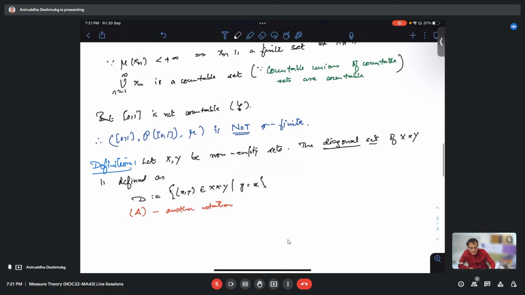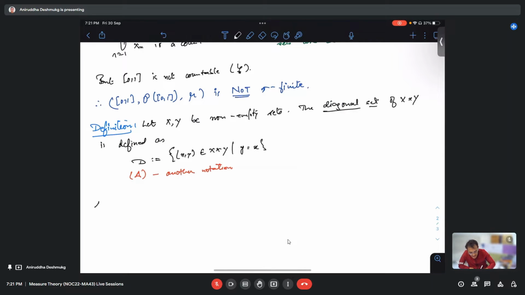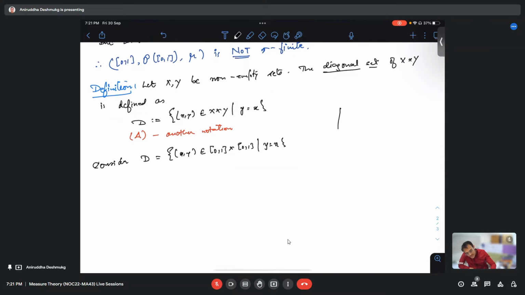Now the definition is true for any sets X and Y. We want to specialize this to our case when X and Y both are 0, 1. So consider D, that is all those pairs in 0, 1 cross 0, 1 such that Y is equal to X. So how does this look? And why is it called a diagonal first of all? This is 0, 1, this is 0, 1. So 0, 1 cross 0, 1 is this square. And if I look at the line X equal to Y, that is precisely this line, which is the diagonal of this square. So this is our D.